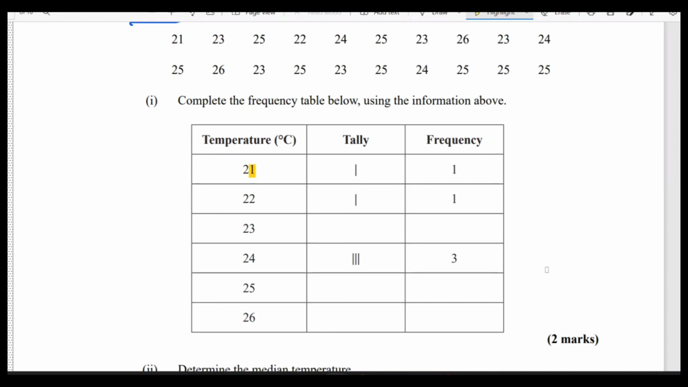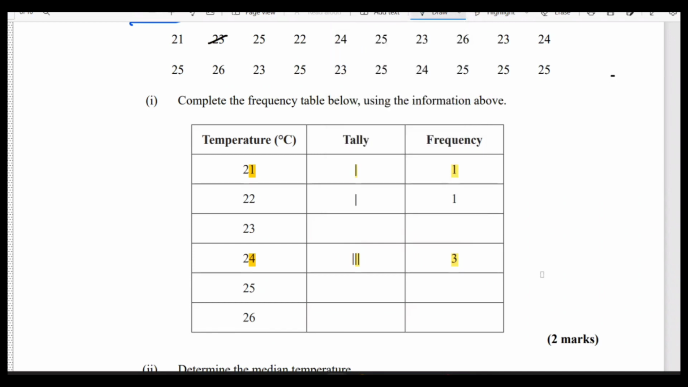At 21, you see they have 1 and they put the 1 stroke. At 24, there were 3 and they have the tally for it. So what we're going to do is a tally as well as the frequency. I'm talking about 23 now. Normally I'm going to cross them off as I go through them. Let me use black when I cross off.